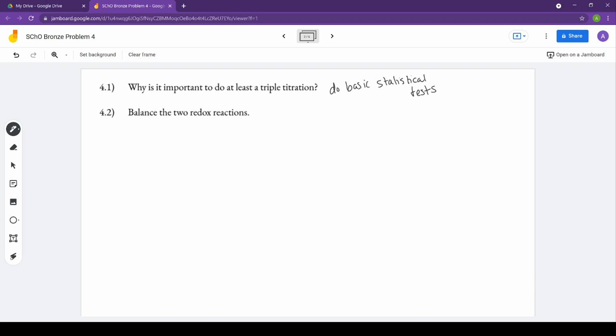The next question is to balance the two redox titrations. So we just need to balance them. How can we balance them? We can use half reactions, right? So the first one I'll do is Fe2+ oxidizes to form Fe3+ and releases an electron, right? That's our first thing. The first equation I'm looking at is the actual titration, where we have ferrous sulfate reacting with permanganate. So this is our first half reaction.